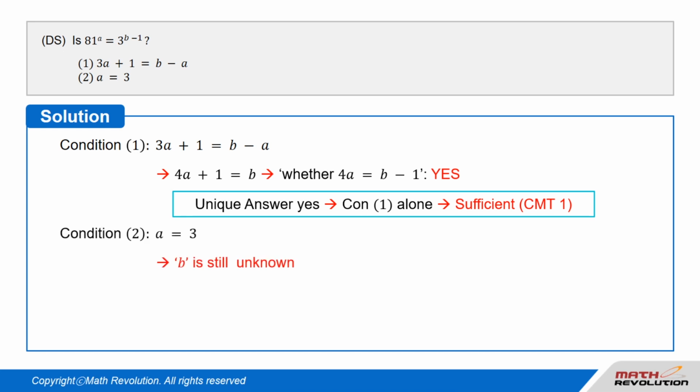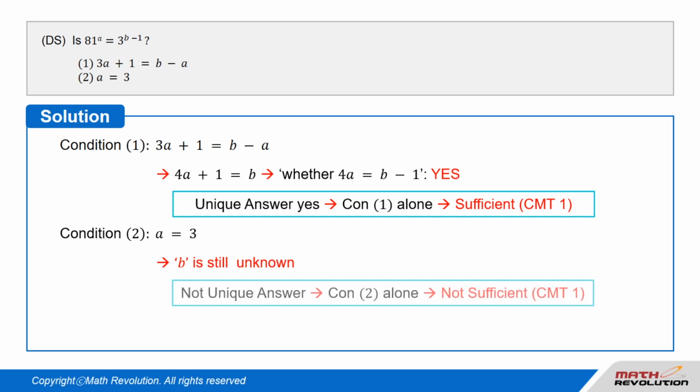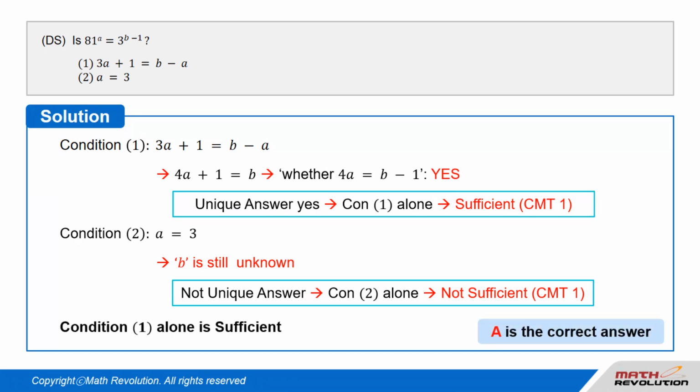Condition 2 tells us that A equals 3, but we do not know the value of B, so we will not get a unique value. So, the condition is not sufficient by CMT1, which means that the answer must be in terms of a unique yes or no. Condition 1 alone is sufficient. So, A is the correct answer. Answer A.